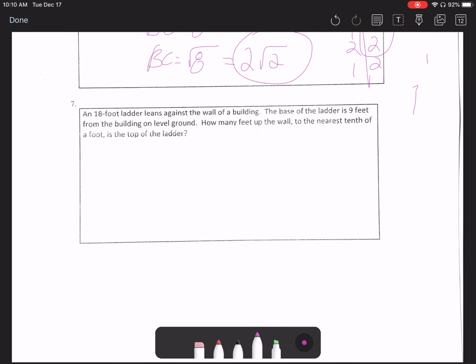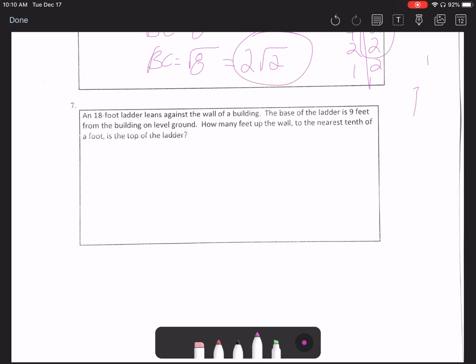Okay. Number 7. An 18-foot ladder leans against the wall of a building. The base of the ladder is 9 feet from the building level on the ground. How many feet up the wall to the nearest tenth of a foot is the top of the ladder? So that's what we're trying to find here. Now you can do Pythagorean theorem.